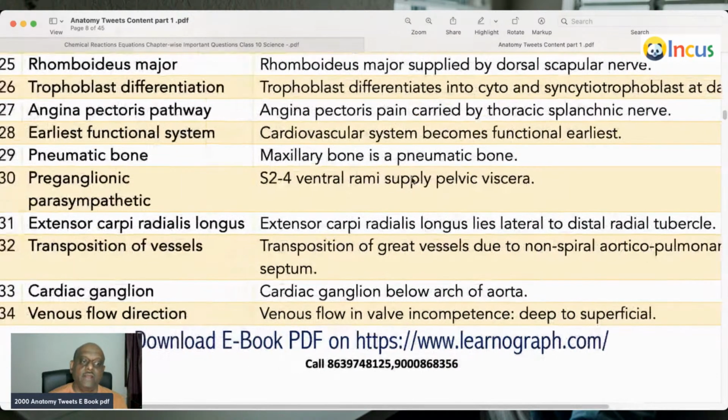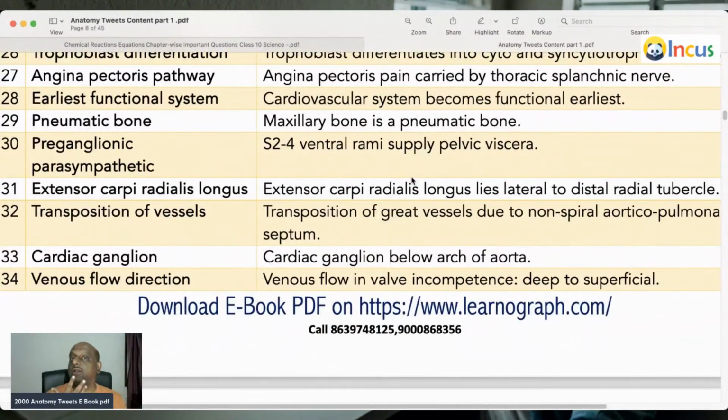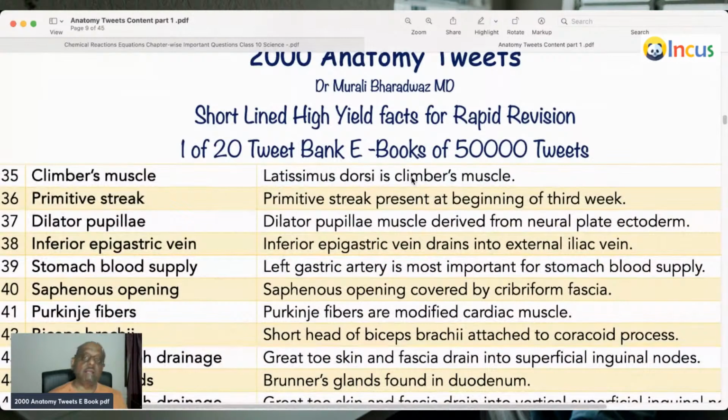Where is cardiac ganglion? It is below the arch of aorta. From where is the venous flow whenever there is any valvular incompetence? Instead of going from superficial to deep, it will go deep to superficial, which leads to varicose veins is what you need to remember. Whenever you are climbing, it is the latissimus dorsi, which is called the climber's muscle.